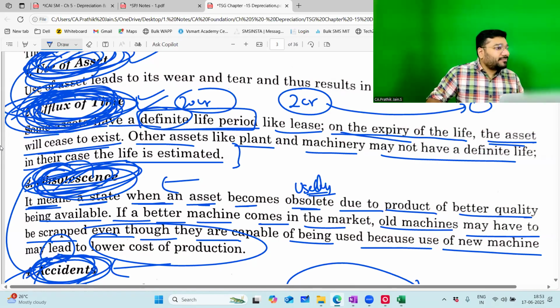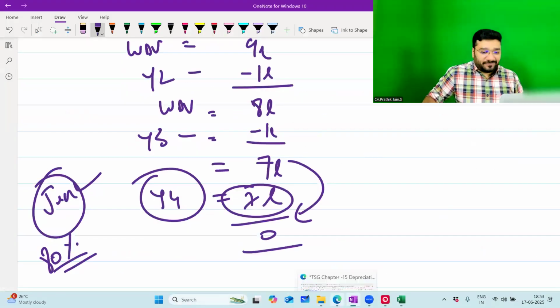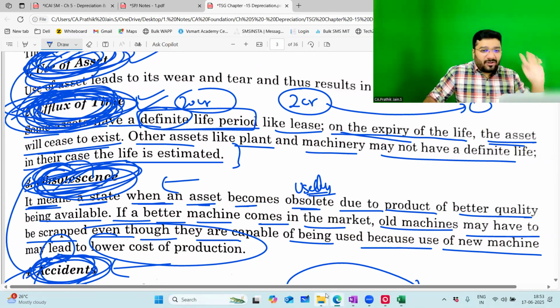Something gone inside? No. This much depth explanation nobody will give you. It's my guarantee. You go to every nook and corner also.